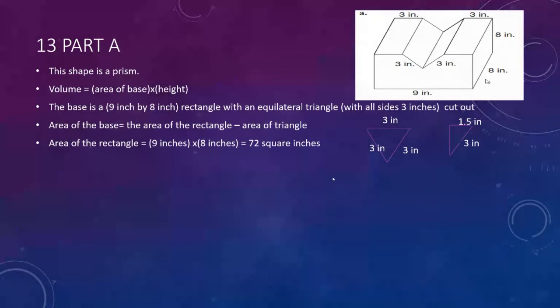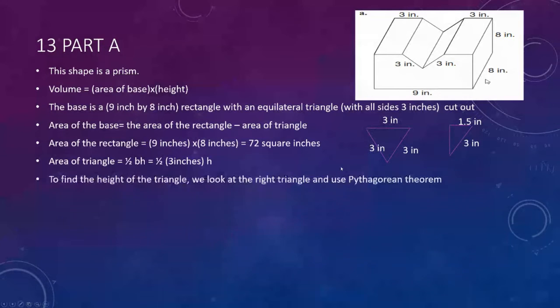We just found out that the area of the rectangle is 72 square inches. To find the area of the triangle, we'll use the formula 1/2 base times height. And we know the base is 3 inches, so I've made a little drawing of that triangle down here. It is an equilateral triangle, and the base is 3 inches, and we need to figure out what the height is. We don't know that yet.